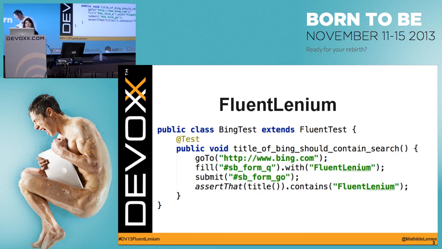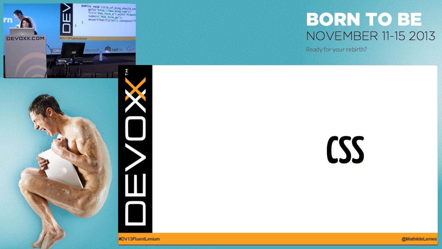That's the same kind of stuff with FluentLenium. We try to give the user a more fluent and easier API, less verbose. Okay, we're still in Java, but we try to have less verbose code. The first thing I want to be sure of is that everyone knows the CSS basics, because FluentLenium targets developers that have a basic knowledge of CSS.